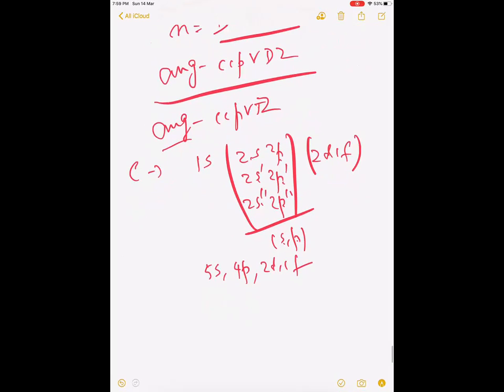So you can do your calculation. 5 S is 5, 4 P is 12, 2 D is 10, 1 F is 7. So 5 plus 12 is 17, plus 10 is 27, plus 7 is 34. Just for the carbon.